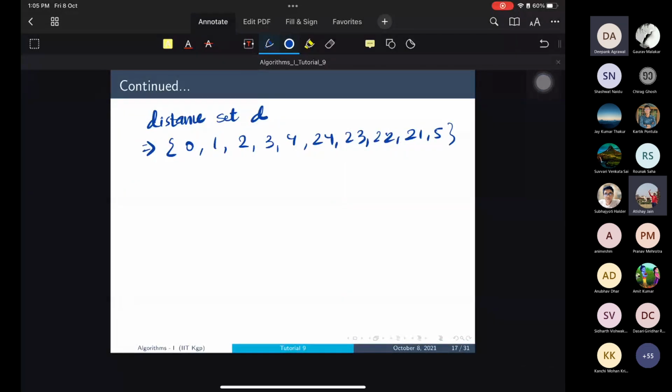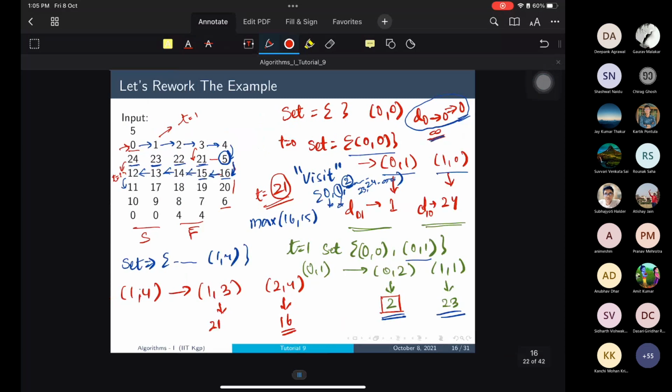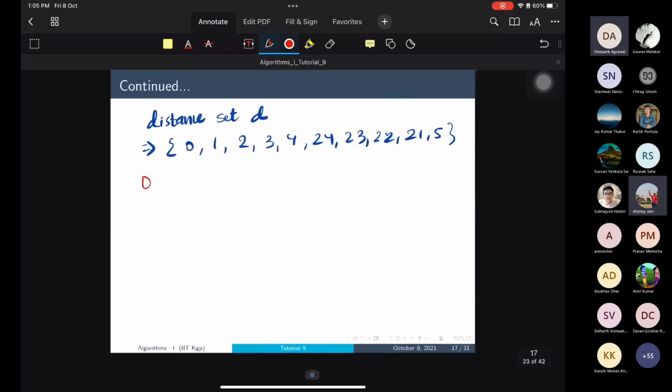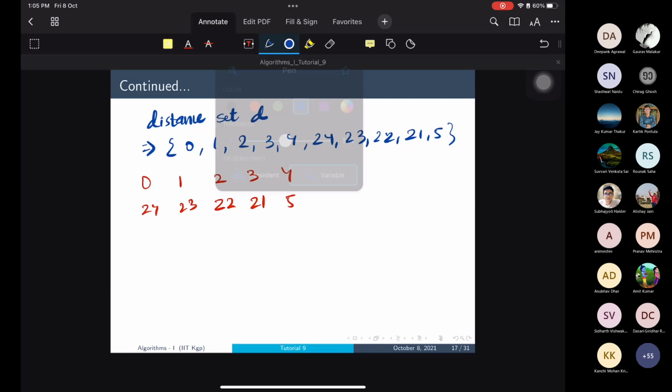Can you write it like the matrix that we have? 0, 1, 2. We have only explored up to this particular point, out of which these nodes are visited, and we are at 5. Sir, is 24 visited or not? No.